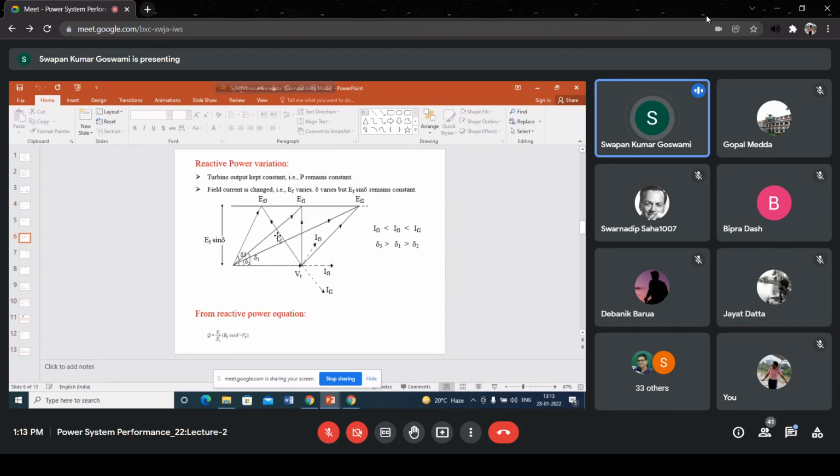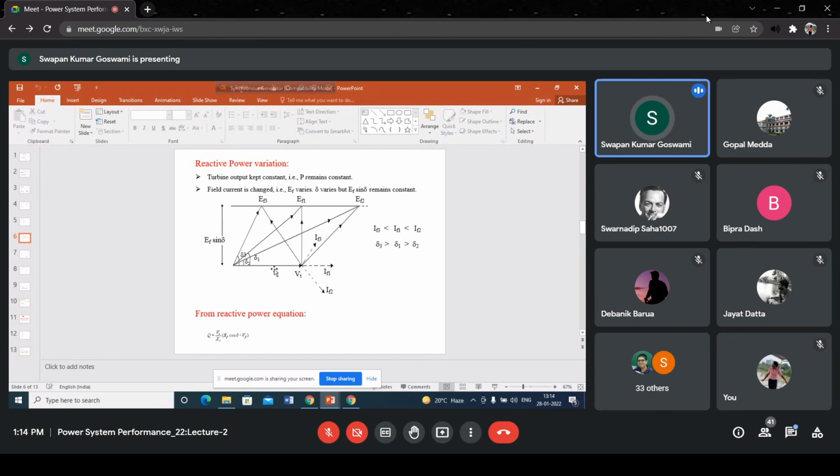So if this part is kept constant, it means this perpendicular portion is kept constant. Now, if you want to keep this perpendicular part constant but change EF cosine delta, obviously that is possible by changing the field current. So if you increase field current, then EF will increase.